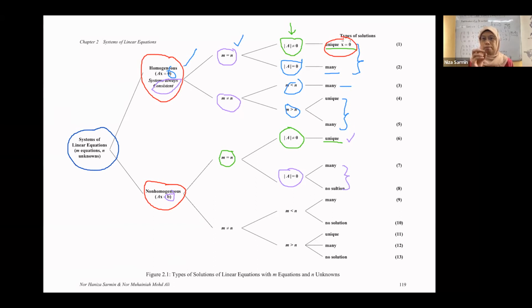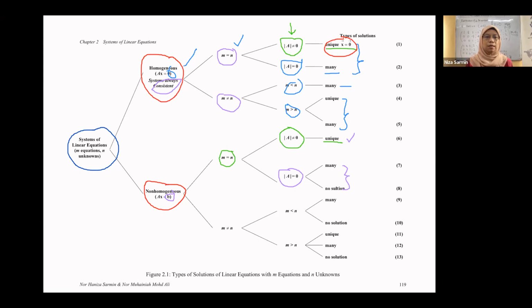You don't have to memorize everything. I just want to share that there are many possibilities. And the way to get the answer is by solving it. This is showing that you cannot just jump into conclusion. You can refer to this for the type of solution.